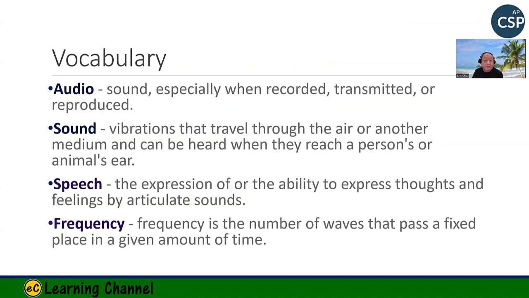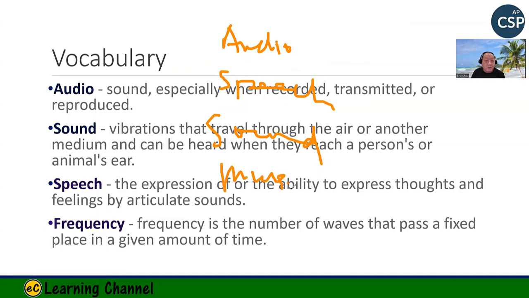Next one is audio. You may have heard the words audio, speech, sound, and music. What are the differences between these four different words? Can you tell the difference between audio, speech, sound, and music? What do they really mean?